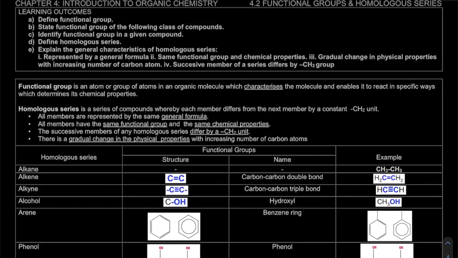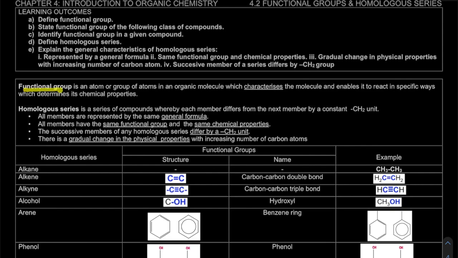Assalamualaikum and hello everyone. Welcome to the video for 4.2 functional group and homologous series. In this video, we will learn to define functional group, state the functional group, identify functional group in a given compound, define homologous series, and explain the general characteristic of homologous series. Okay, so without further ado, let's look for the definition.